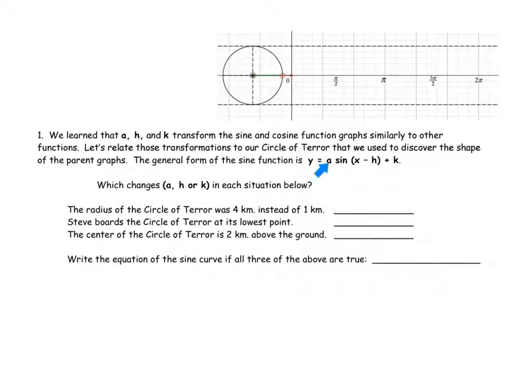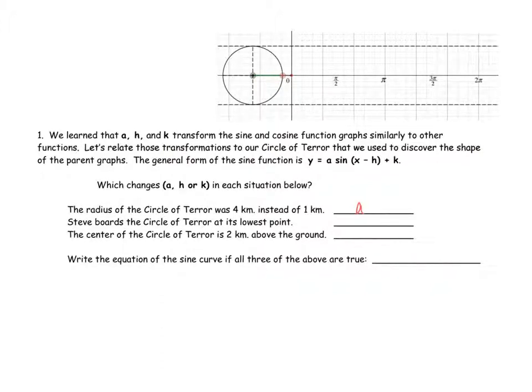So we have our A, H, and K. If the radius of the circle of terror was 4 kilometers instead of 1 kilometer, then this distance right here, instead of being 1, would be 4. That means if we haven't gone anywhere, our altitude is 0, but we are 4 away from the center line for our cosine graph. So instead of being here, we'd be way up at 4. That would change our A value. That would change our altitude.